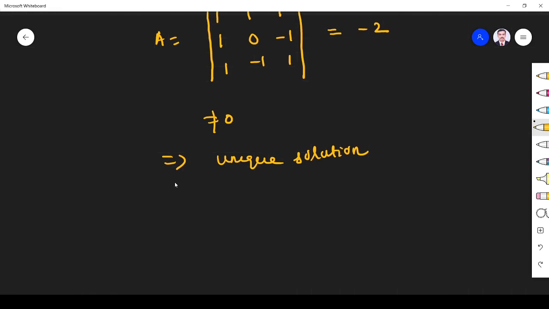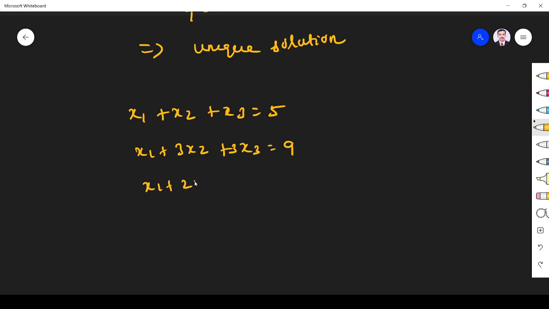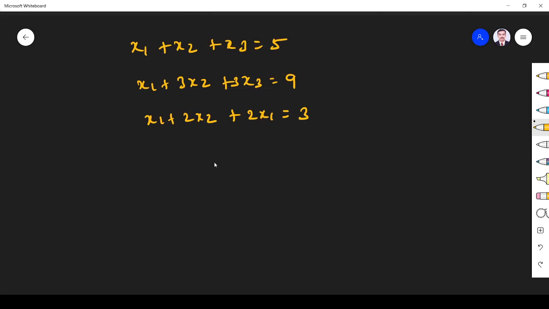Let us see one more problem. Let us take x1 plus x2 plus x3 is equal to 5, and x1 plus 3x2 plus 3x3 is equal to 9, and x1 plus 2x2 plus 2x3 is equal to 3. Alright, I have to find whether this system of equations has a unique solution or many solutions.